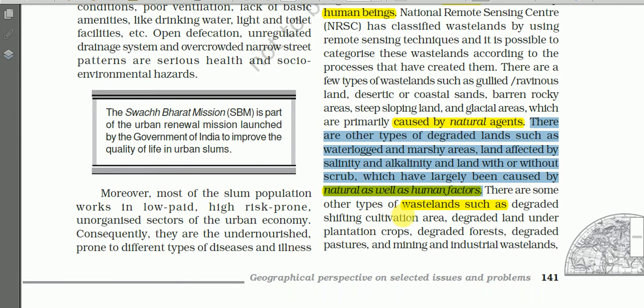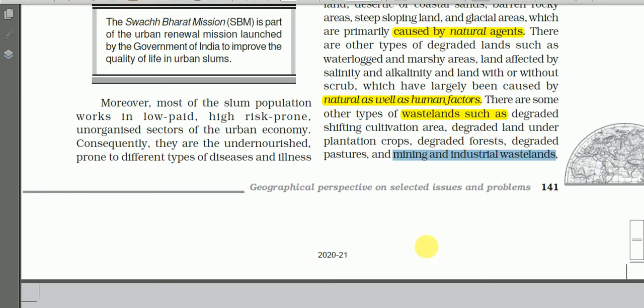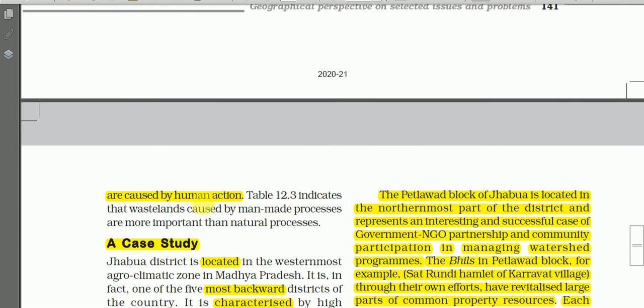And about the degraded land caused by human activities. There are some other types of wasteland such as degraded shifting cultivated area, then degraded land under plantation crops, then degraded forest that I have shown the photograph. Then degraded pasture, degraded grasslands that you have already seen, then mining industrial wastelands. All these are caused by human action.